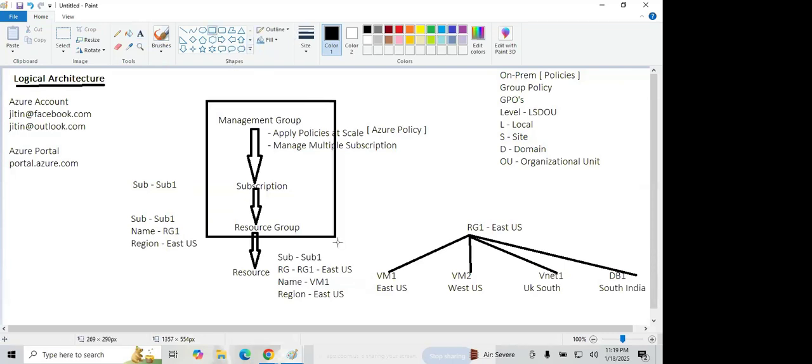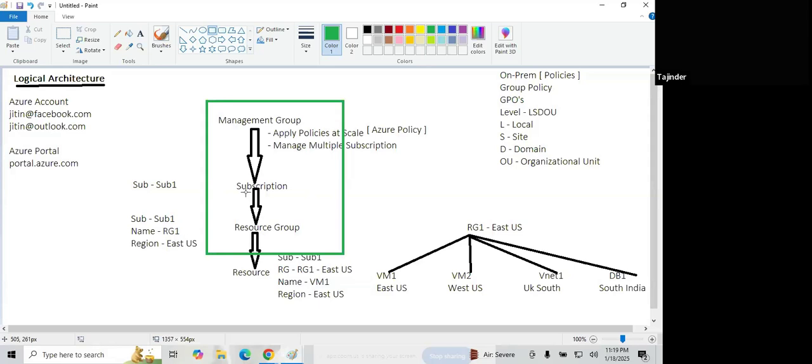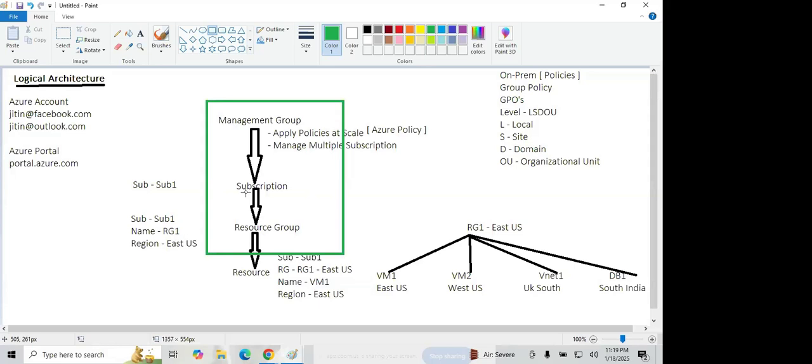These are the levels where the Azure policy can be applied. We can apply the policy at a management group level. We can apply the policy at a subscription level. We can also apply the policy at a resource group level. And policies are inherent in nature.